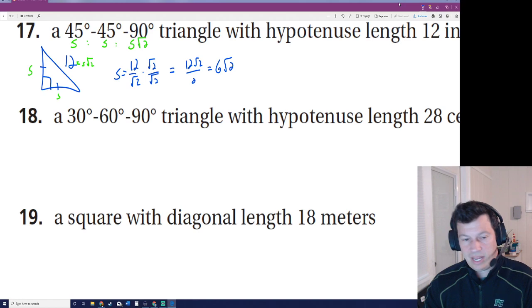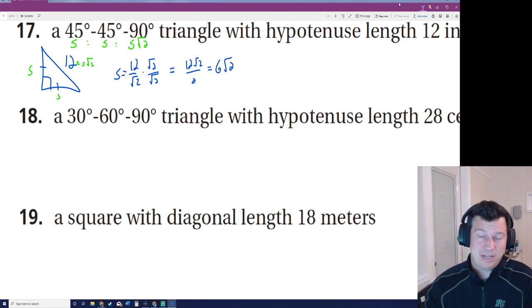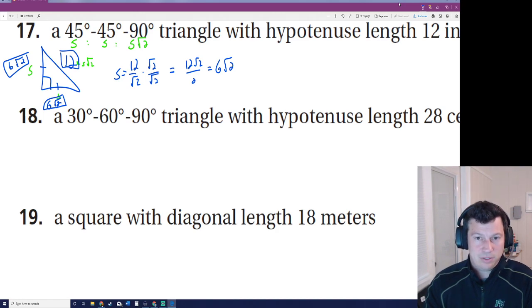And again, there's a thing that we see, and hopefully you did enough problems to realize that if you have an even number as the hypotenuse of a 45, 45, 90, the sides are going to be half of it times root 2. Hopefully you've done enough that you recognize that, and if you do, awesome. If not, do the work. It works out every time. So here are my three sides of my triangle: 6 root 2, 6 root 2, 12.